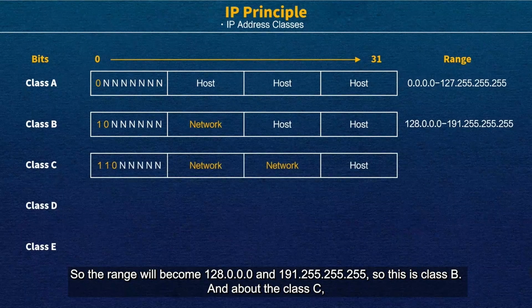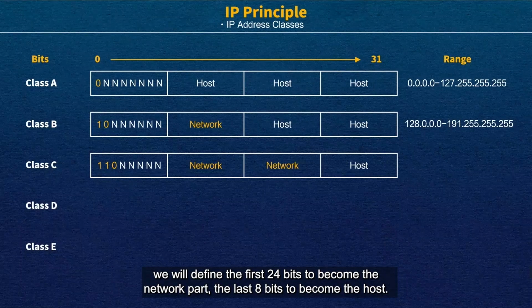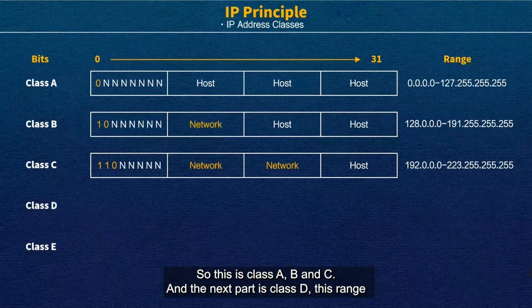And about class C, we define the first 24 bits to become the network part, and the last 8 bits to become the host part. With the same principle, the range is from 192.0.0.0 to 223.255.255.255. So this is class A, B, and C.